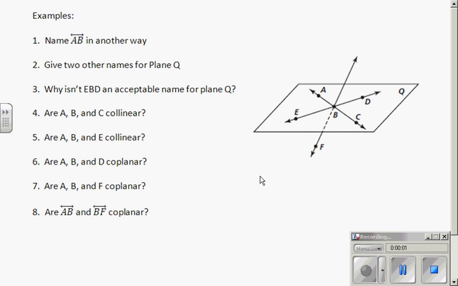Okay, this is part 2 of lesson 1.1. These are the examples, and so if you want to pause the video here, do the examples, and then start the video, that would be a great way to handle these examples.